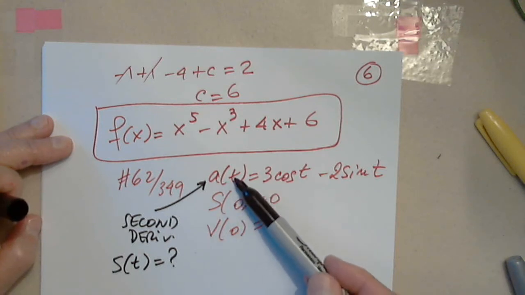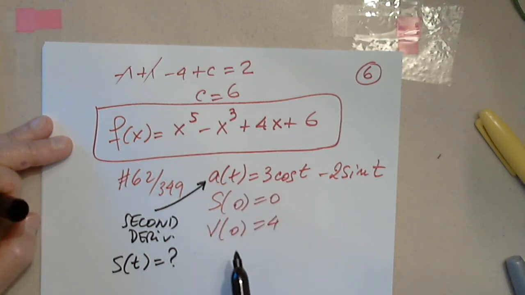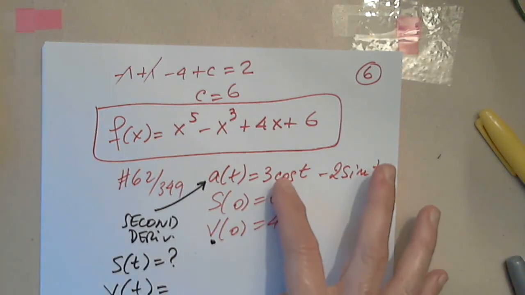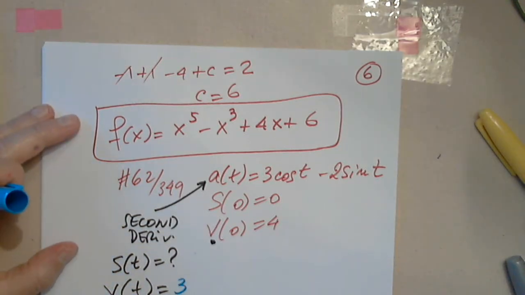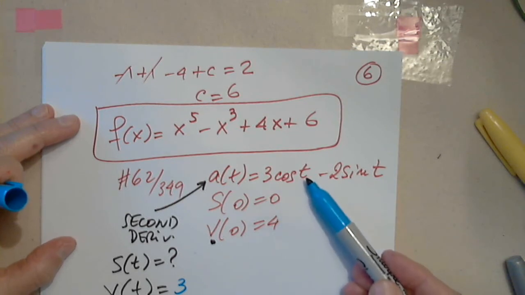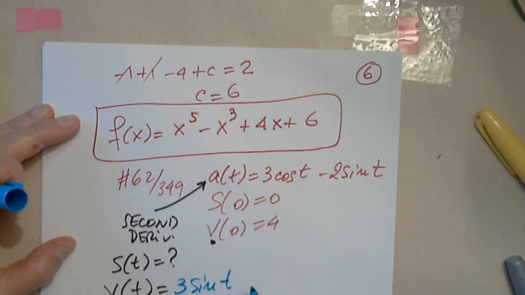I cannot jump from the second derivative directly to the function. I have to find the first derivative first. I have to find the velocity first. So the velocity is the antiderivative of the acceleration. So let's see what we write. 3 is 3. Which function has derivative cosine? Well, that is sine. Which function has derivative sine with minus in front? So it's positive 2 cosine t plus a constant c.